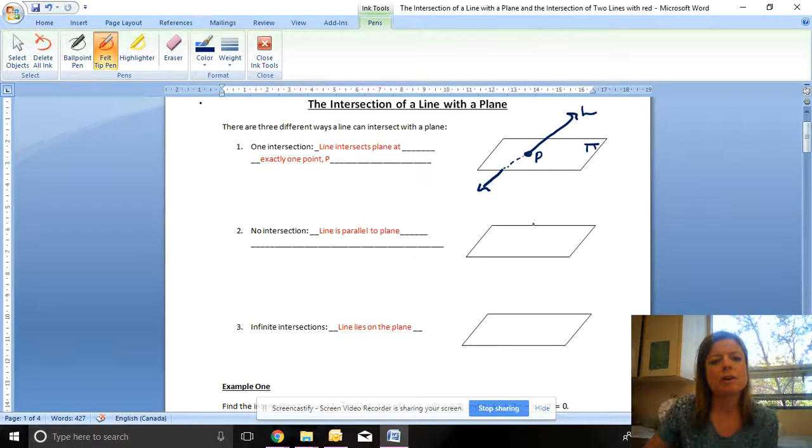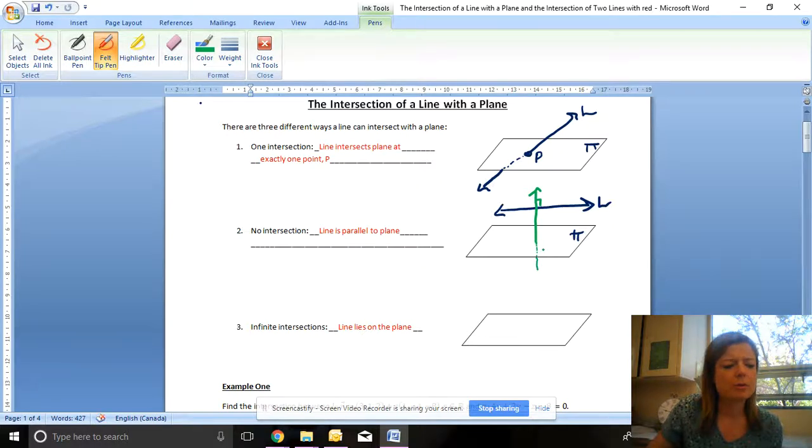Now another option is that the line is parallel to the plane. So here we have our plane, and we can draw our line above here. There's our L, and then we can show that they are perpendicular. So the normal to the plane then would be perpendicular to the line as well as to the plane if the line and the plane are parallel.